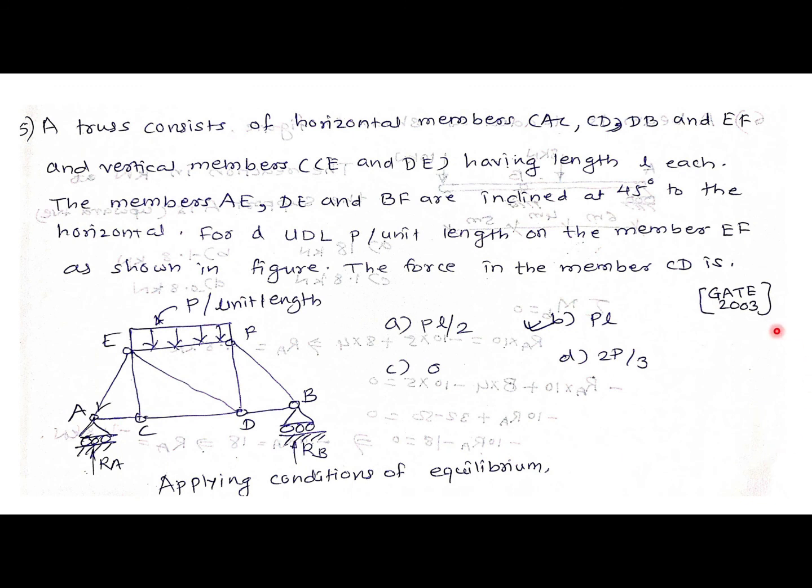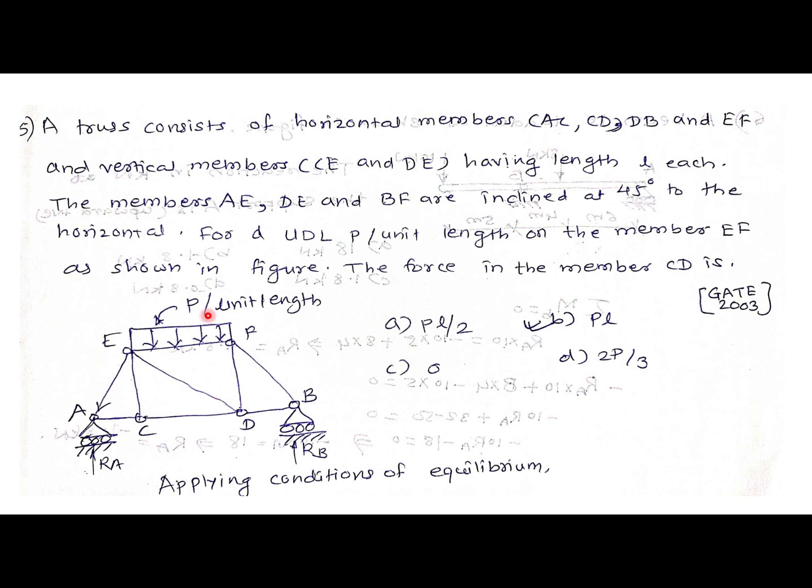Now we have another problem, a GATE problem. We can see a truss consisting of horizontal members AC, CD, DB and EF, and vertical members CE and DE having length L each. The members AE, DE and BF are inclined at 45 degrees to the horizontal, and a uniformly distributed load P per unit length is given on the member EF. We are supposed to find the force in the member CD in terms of P.